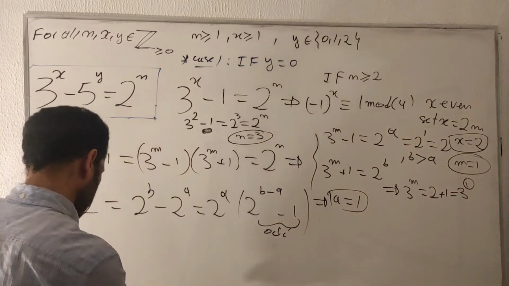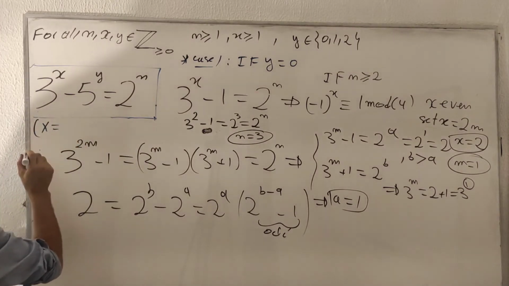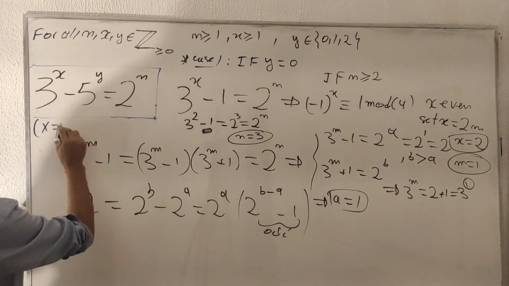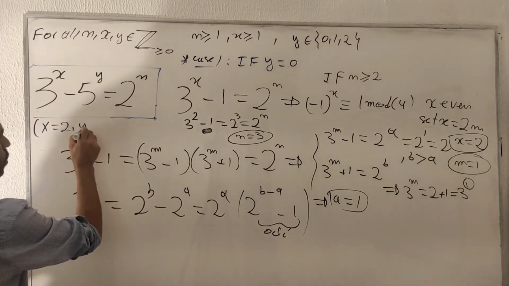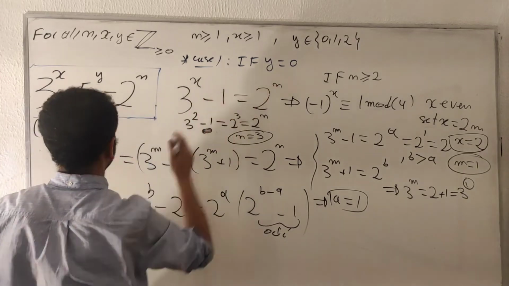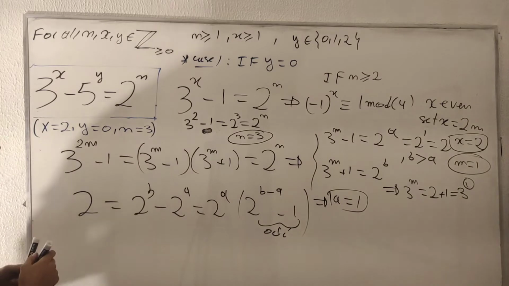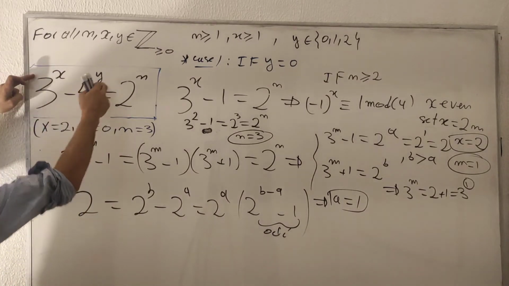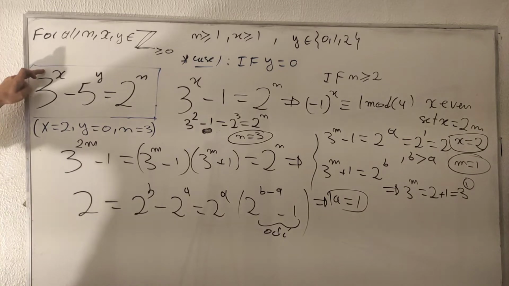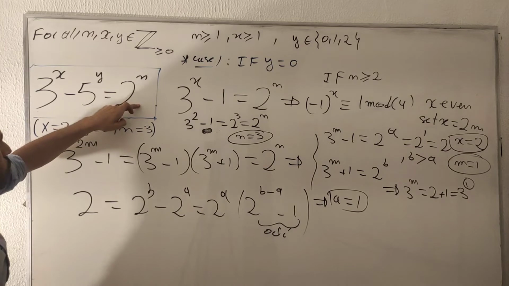Okay, I'm going to write the solution up here. I get a first solution x equals 2, as I found there, with y equals 0, with n equals 3. Replacing this value into the original equation, you get the equation satisfied. You got 9 here, minus 1, which is 8, which is 2 to the 3.